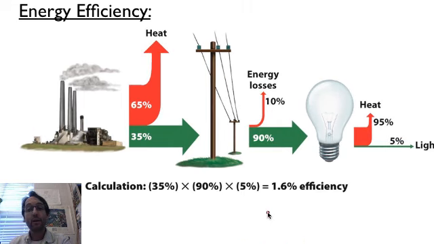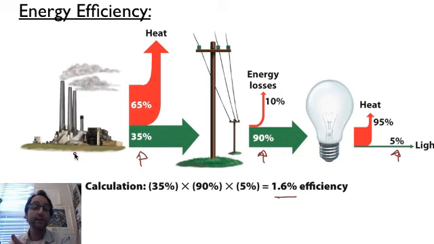So to calculate the overall efficiency of this system, we can multiply the efficiency at each step in this transformation of the energy. So in the first step here, 35% is the efficiency at this step, 90% is the efficiency at this step, and 5% is the efficiency at this step for an incandescent bulb. You simply multiply those together and you get an overall efficiency of this system to light a bulb using coal.